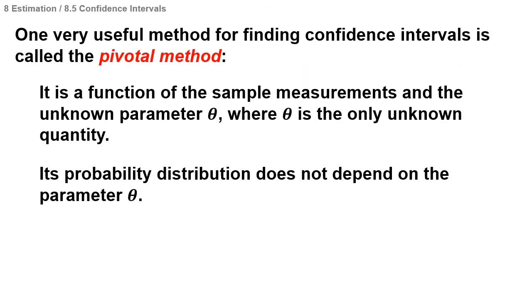One very useful method for finding a confidence interval is called the pivotal method. A pivot is a function of the sample measurements and the unknown parameter theta, where theta is the only unknown quantity, and its probability distribution does not depend on the parameter theta. It's not written very concisely, but we will explain what this means from the following examples.